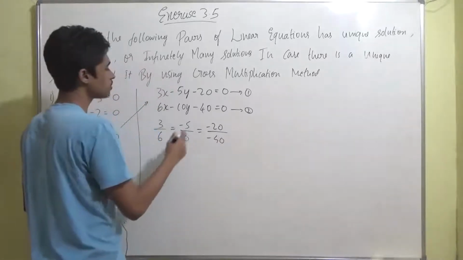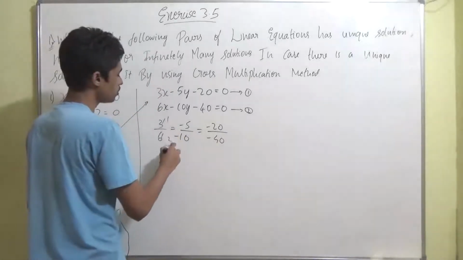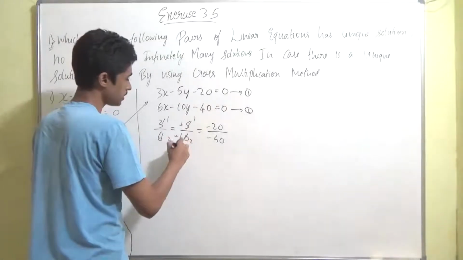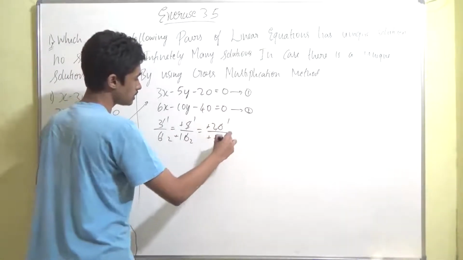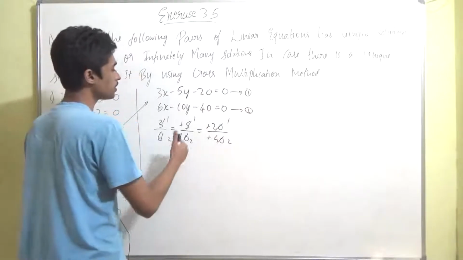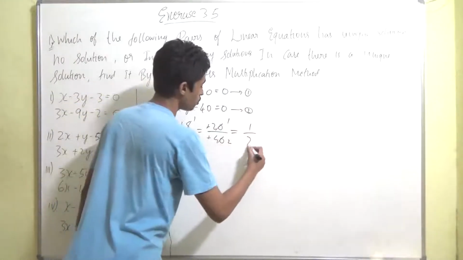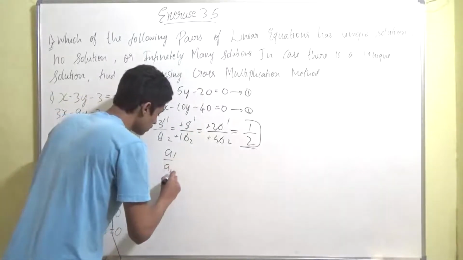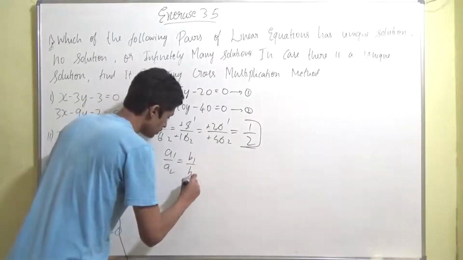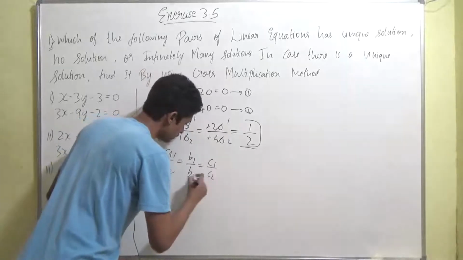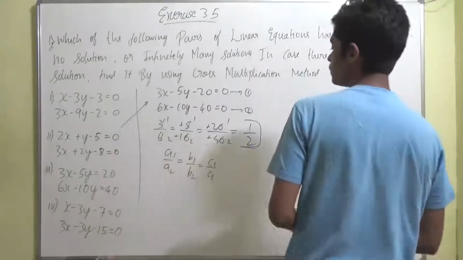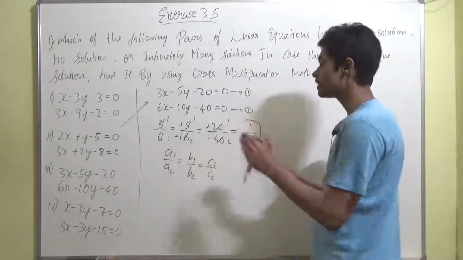right, everything is going to give you 1 by 2, 1 by 2, 3 ones are 3 twos are, 5 ones are 5 twos are, minus minus gets cancelled, minus minus gets cancelled, 20 ones are 20 twos are. So if you see, everything will lead us to 1 by 2. That is, this one is A1 by A2 equal to B1 by B2 equal to C1 by C2. This case, guys, this question is this case, that is parallel line, coincident line case.